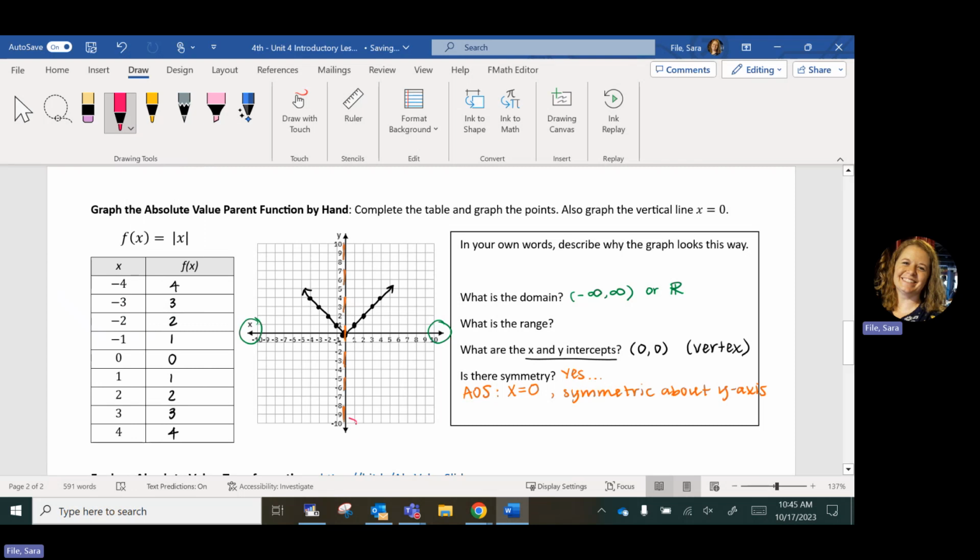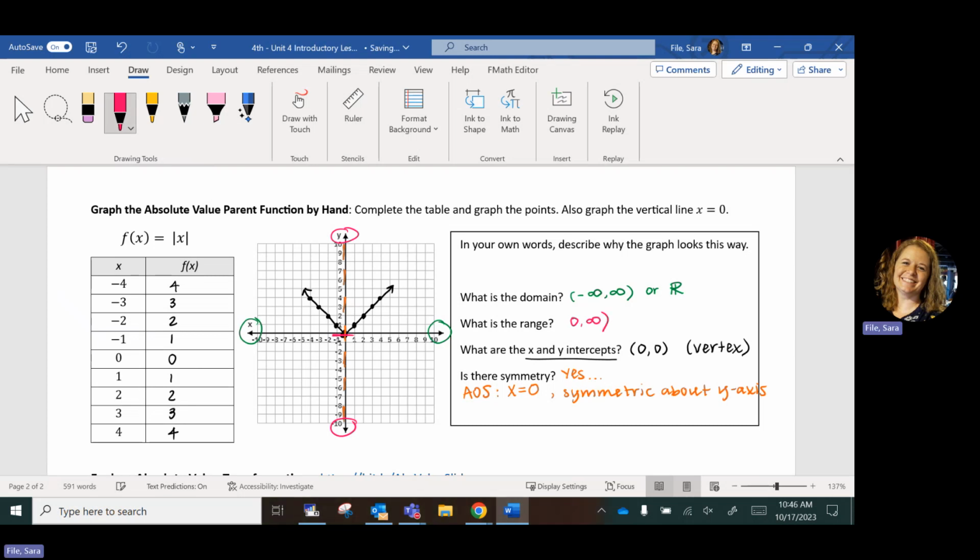Let's see, low to high, Y values. Does this graph go down forever? Ooh, this one doesn't. So it did go left and right forever, but it doesn't go up and down forever. It does go up forever, but what's the lowest it gets? 0. So this one's not negative to positive infinity, it's 0 to infinity.